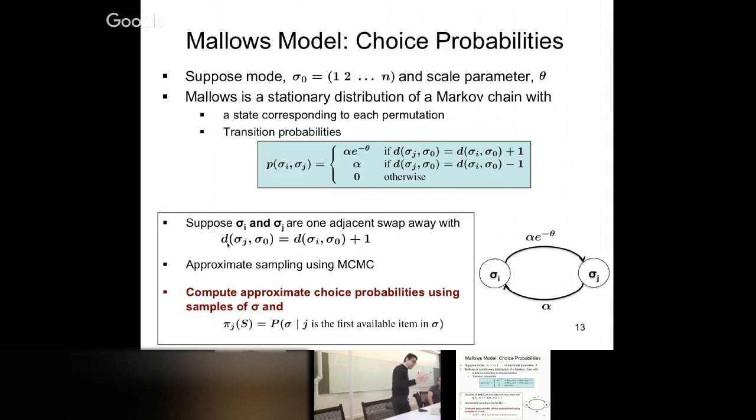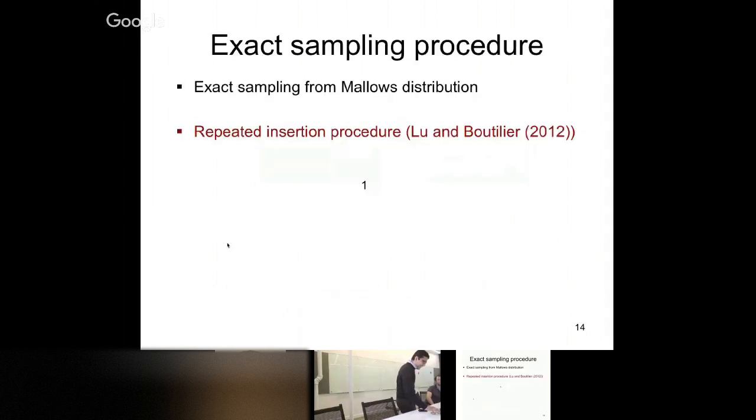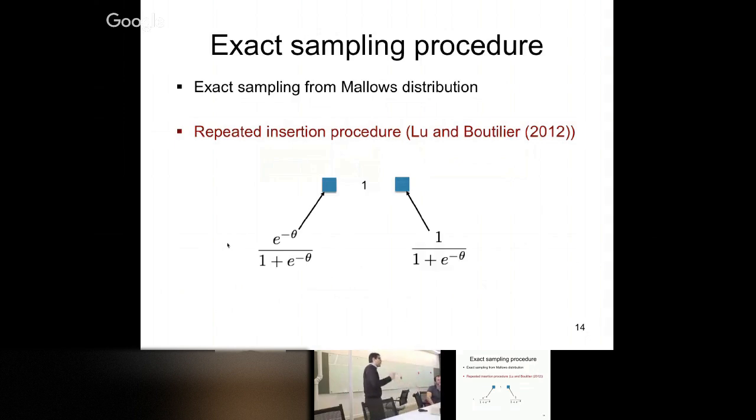Fortunately, this can be done, and we used an exact sampling method for getting an exact sample of the Mallows distribution. This is work by Liu and Boutilier in 2012, who give the following algorithm to get an exact sample of a permutation from this model. The algorithm is the following.